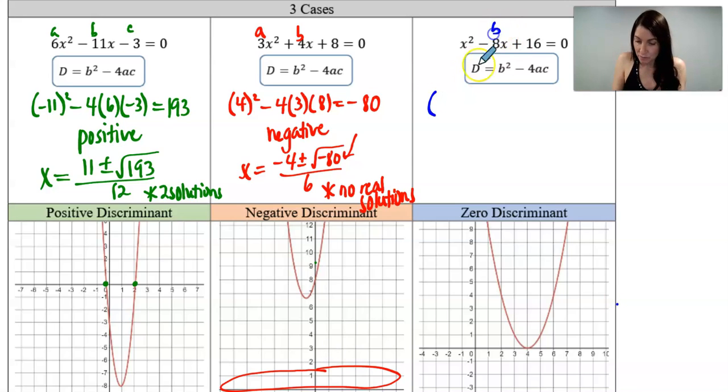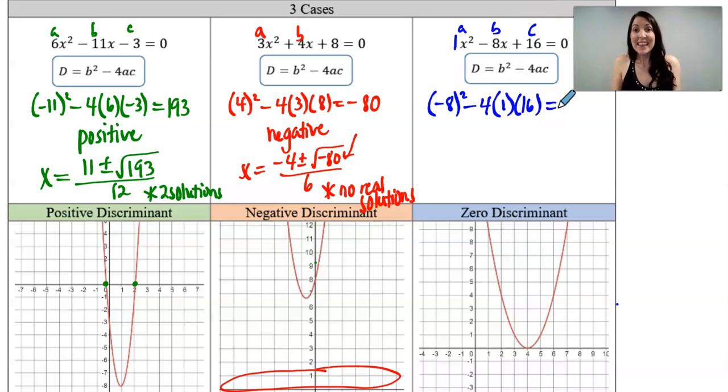My discriminant could be, okay, let's plug this in and see, b squared, negative 8 squared, minus 4 times this case, and a isn't given, so I'm going to use 1, and then c would be 16. And when you simplify this, you get a discriminant of 0. So this time we got a discriminant of 0. What would this look like in the quadratic formula?